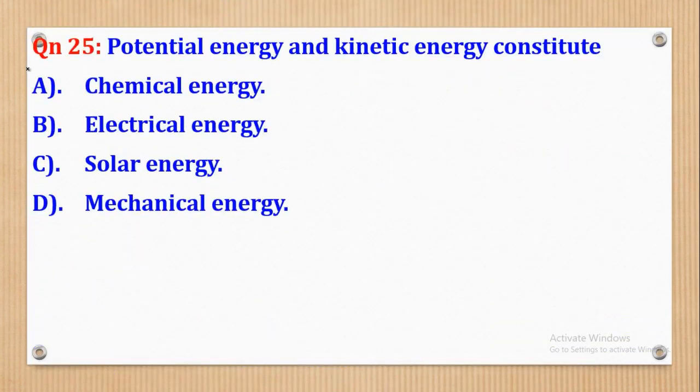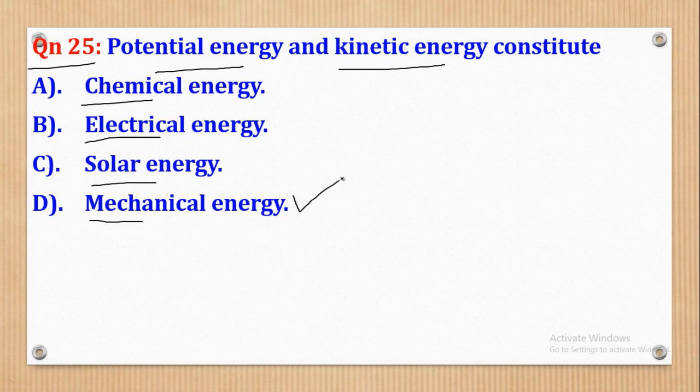So that was question 24. Now I shall go to question 25. Potential energy and kinetic energy constitute: option A, chemical energy; option B, electrical energy; option C, solar energy; and option D, mechanical energy. So mechanical energy is the sum of potential energy and kinetic energy, so that is okay.